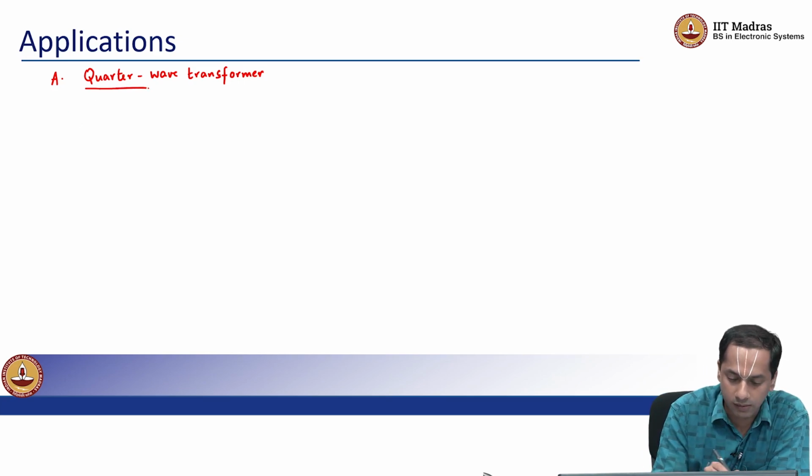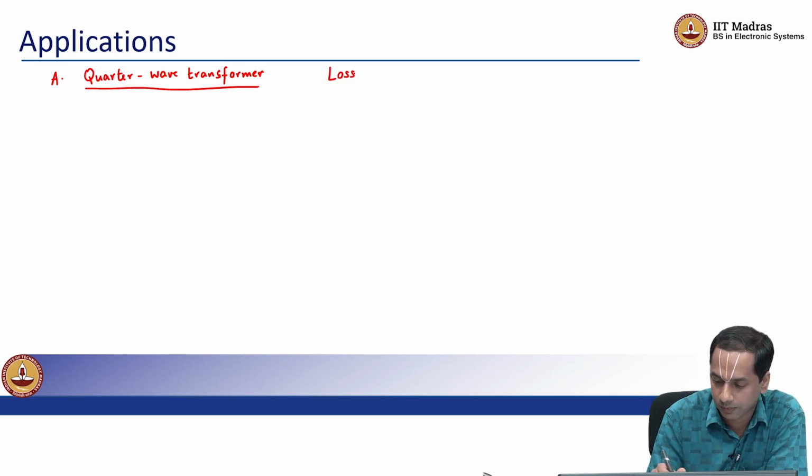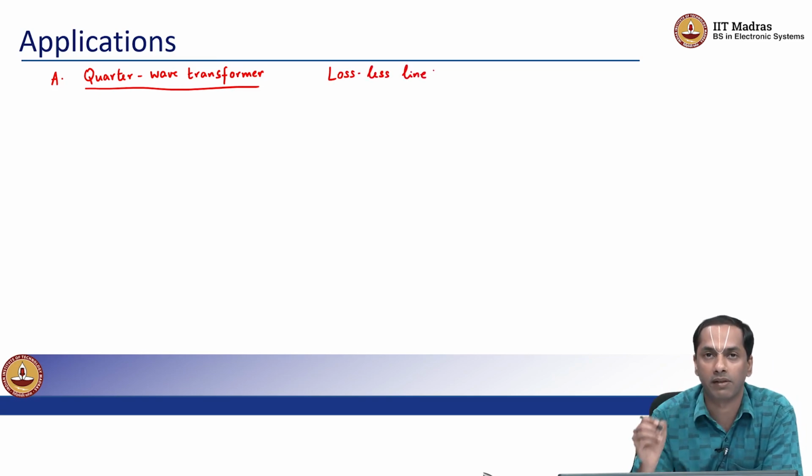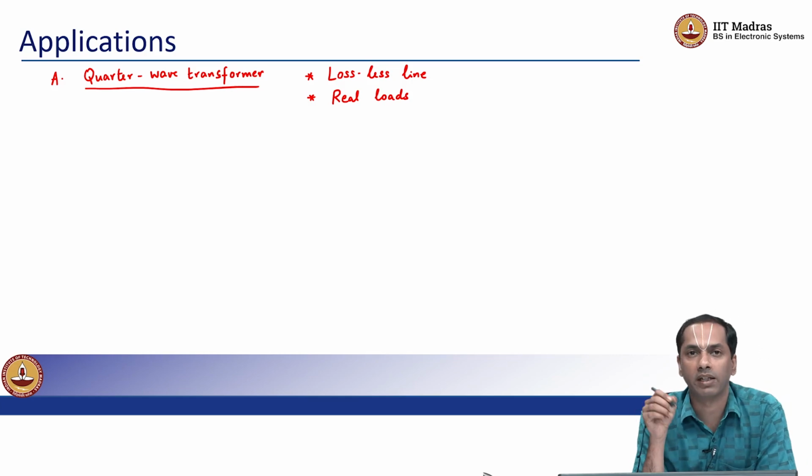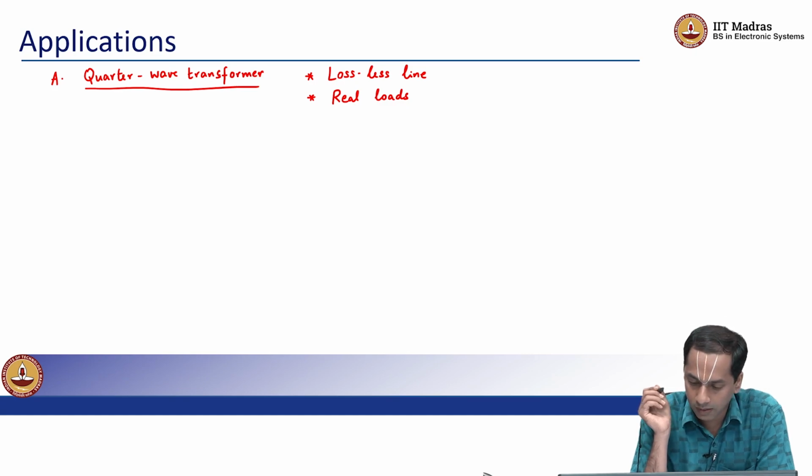So, we are looking at lossless lines, and more often than not we have a situation, so lossless lines and say for real loads. Although the second constraint of this being applicable only to real loads is a rather weak one, this is a very typical concept that is used to try and remove or mitigate reflections.